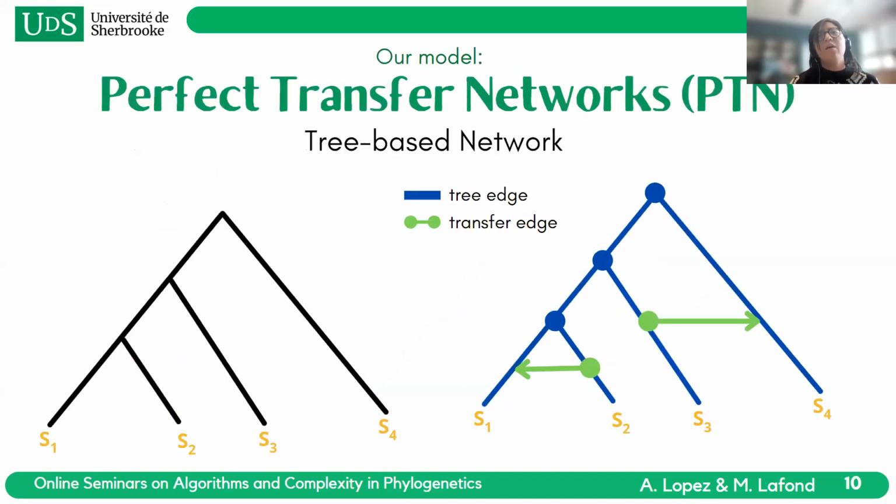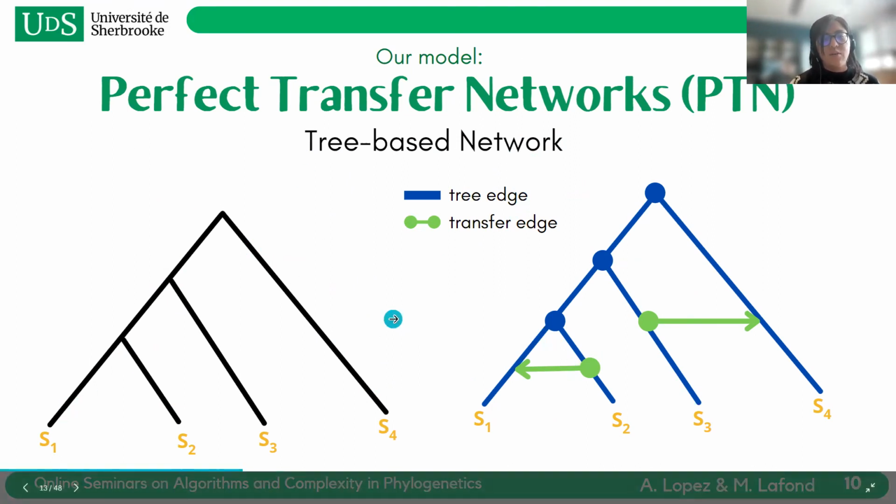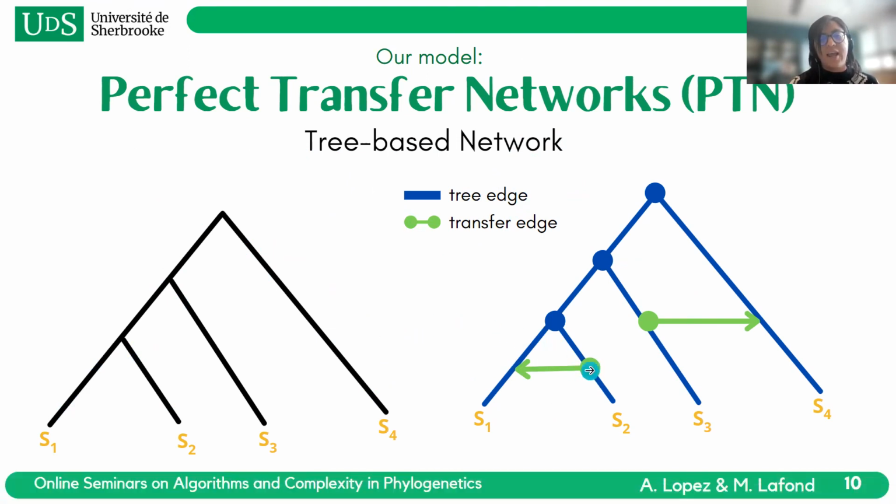To do this, we propose a mathematical structure called the Perfect Transfer Network, which belongs to the class of tree-based networks. A tree-based network is a network where we can distinguish two different types of edges: the tree edges and the transfer edges. Tree-based networks can be seen just as trees to which we add additional edges from one branch to another.